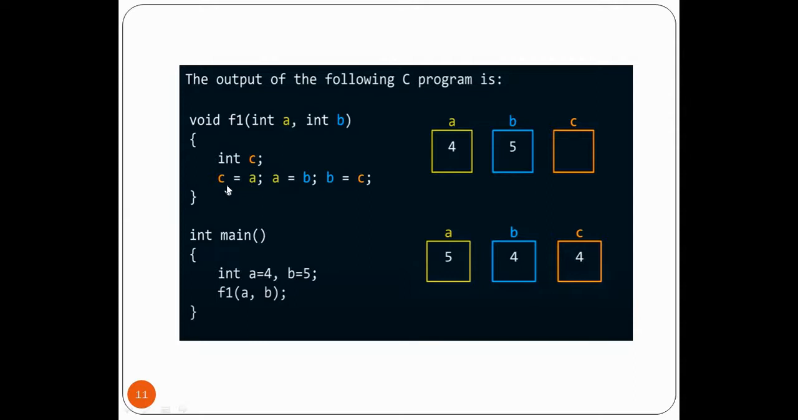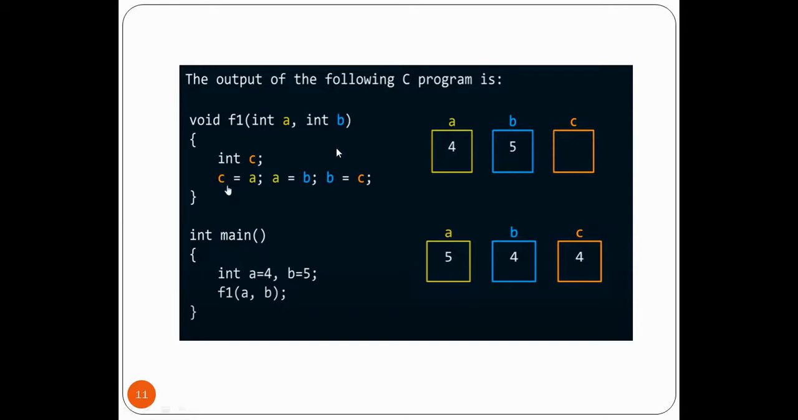And what we are doing? Well, in first step, c is equal to a. So one integer c, when we declare it, we have an empty box, right? C has nothing inside it. In the next line we say c is equal to a. So whatever the value of a is, that is copied to c. So c will have the value 4, right?